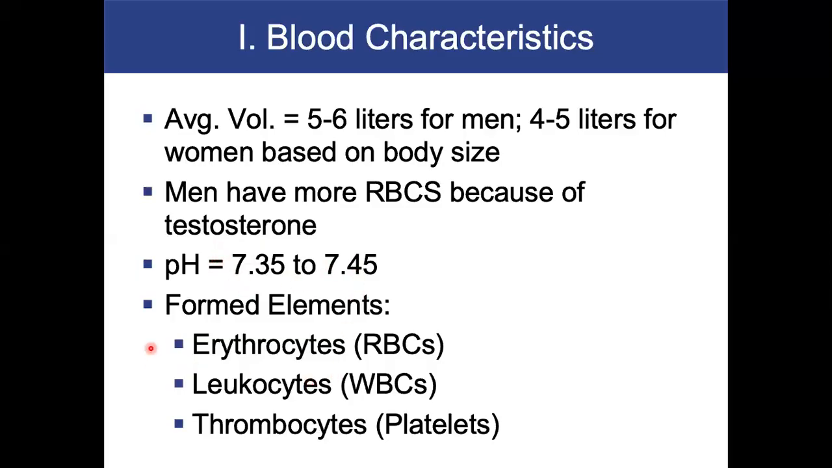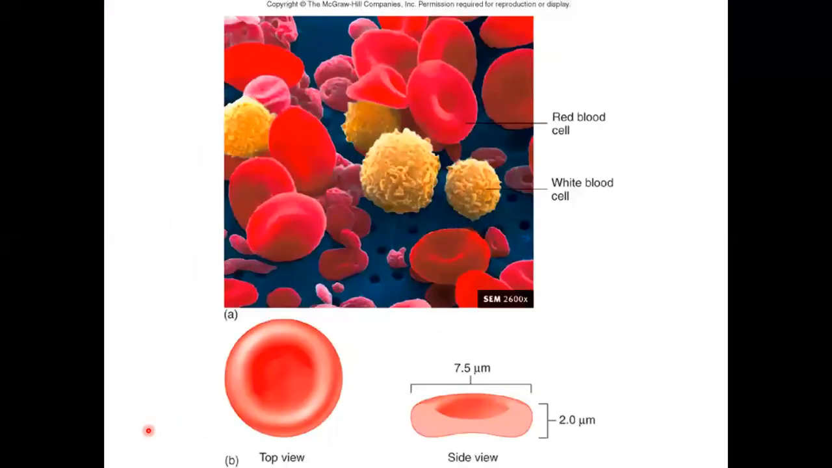Your formed elements, the proper terms, erythrocytes are red blood cells, leukocytes are white blood cells, and thrombocytes are platelets. Here's a scanning electron micrograph, magnified 2,600 times the original size. It was in black and white or grayscale, but they colored them in. So these guys are the red blood cells. Notice that they're biconcave discs, right?